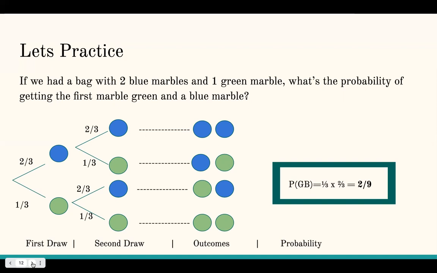You would use the tree diagram to see the probability outcomes, and the outcomes can be seen in the outcome section. It's asking for 2 blue marbles and a green one. So the probability of getting a green on the first draw and a blue on the second draw would be 2 over 9.